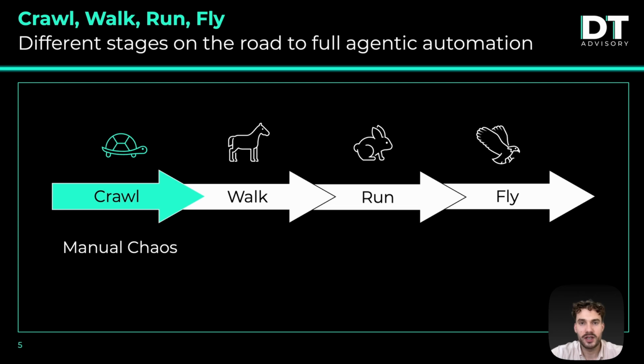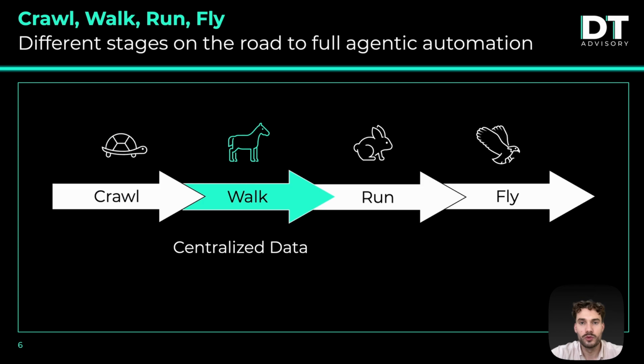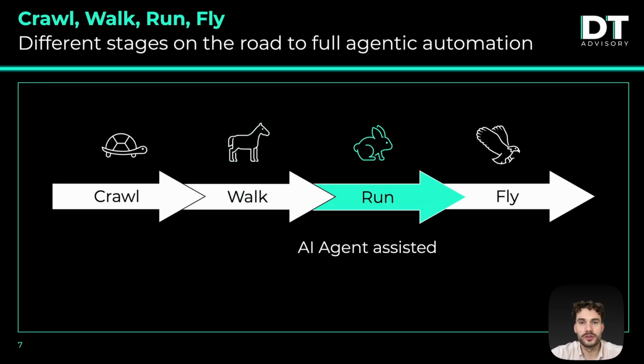The crawl stage has many manual processes and no unified database. We move to stage 2, the walk stage, when all our information is stored in one single place. Still, many manual processes are involved. To move to a running solution, we implement AI agents that handle most of the tedious work for us, while the human just checks the work of the AI and either confirms or rejects.